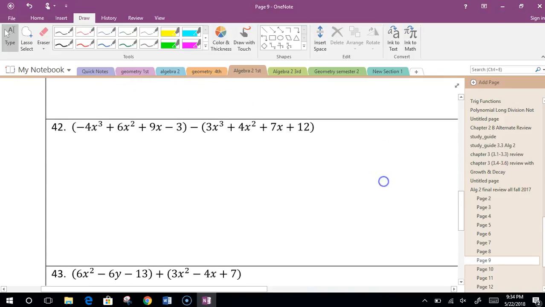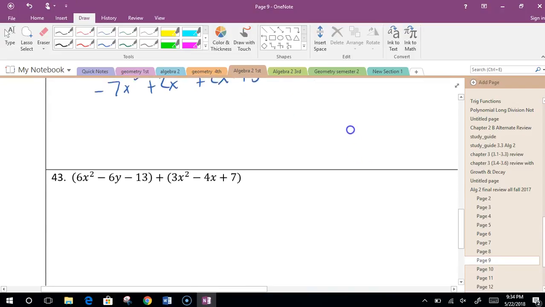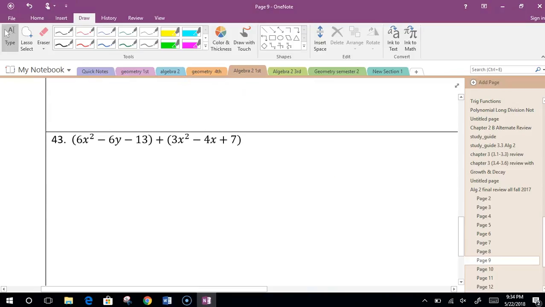For those who want some extra practice on these, I'll give the answers for these next two. Again, you're just adding like terms. You should end up here with negative 7x to the third plus 2x squared plus 2x minus 15. And here you should end up with 9x squared minus 4x minus 6y minus 6. Keep in mind that these terms do not match, so they both have to be part of your answers, and typically we go in alphabetical order.